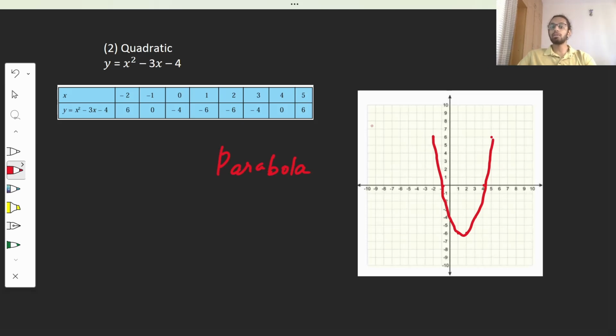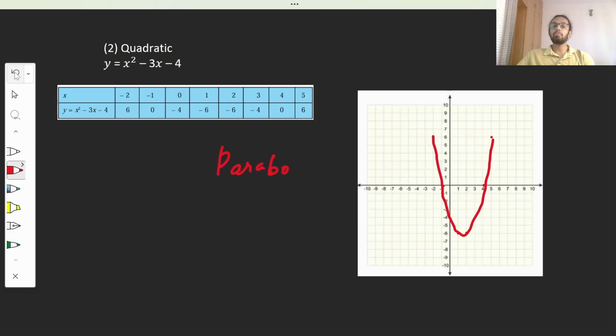And sometimes we may also get a parabola like this, which is open downwards or open leftwards, open rightwards, and so on. About these, we'll be learning in detail in grade 11. But a parabola is basically something that is U-shaped, and most quadratic equations will give us a parabola like this.